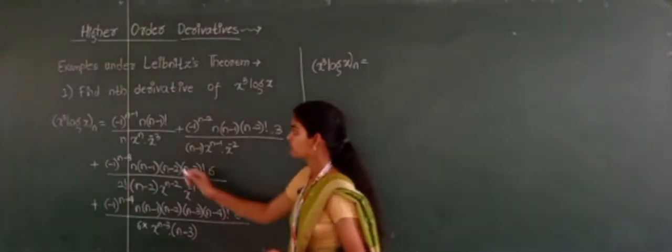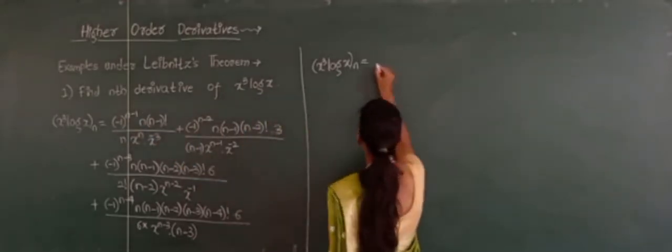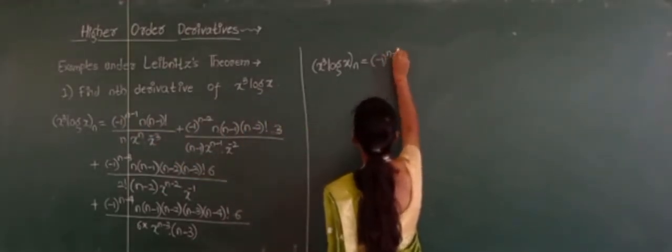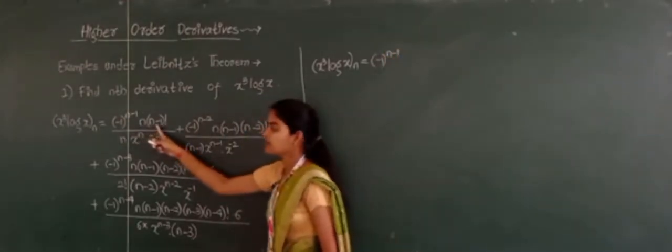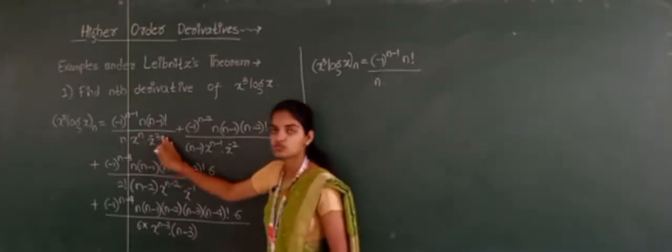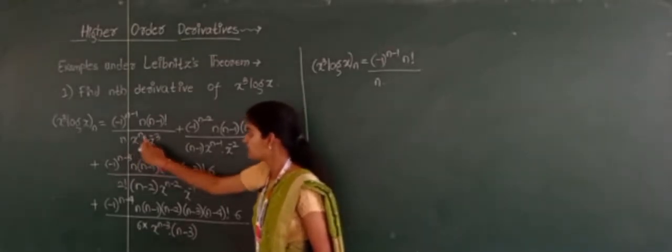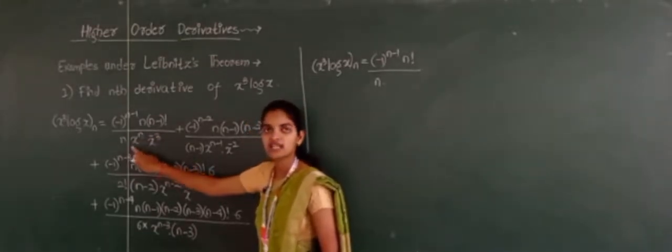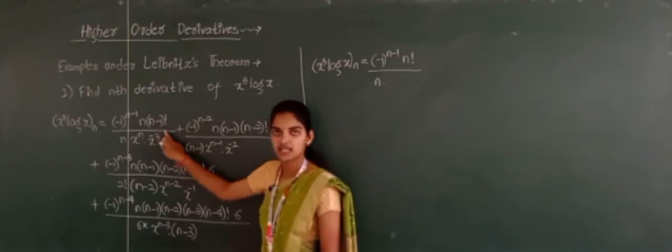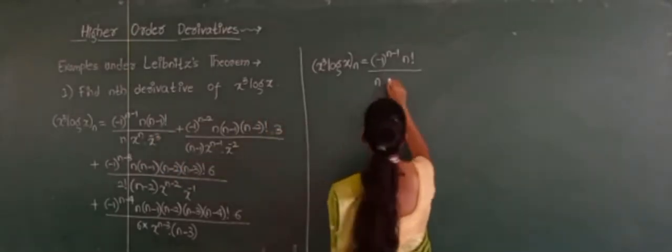Now see here, this minus 1 raised to n minus 1, I will get as it is. Then n into n minus 1 factorial is nothing but n factorial. So in the denominator what will we get? n into, see, x raised to n, x raised to minus 3. a raised to m into a raised to n, what are we writing? a raised to m plus n. So it becomes x raised to n minus 3.